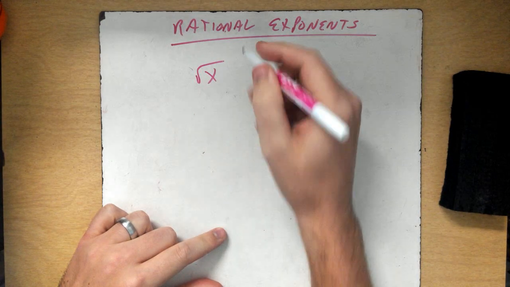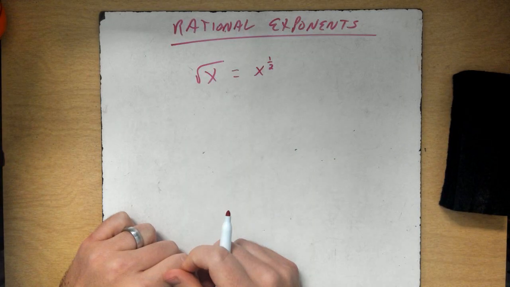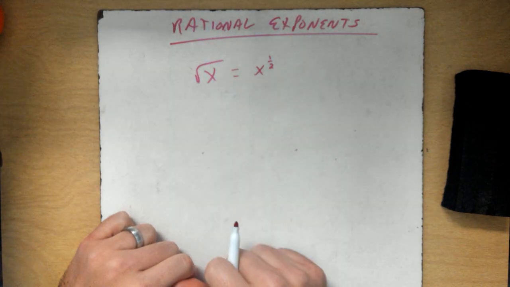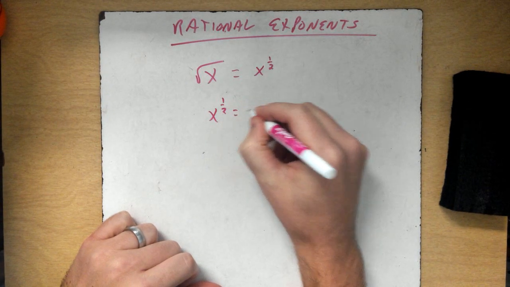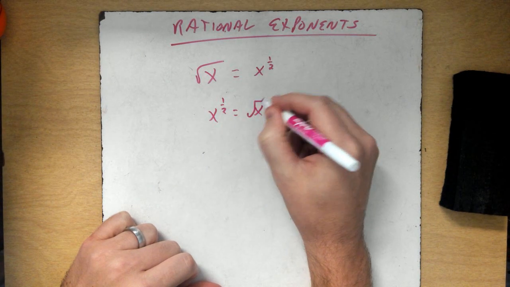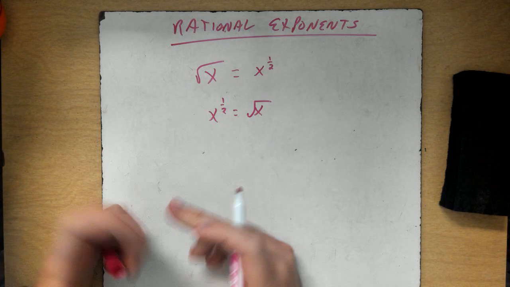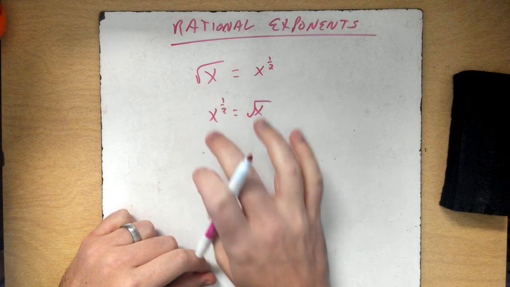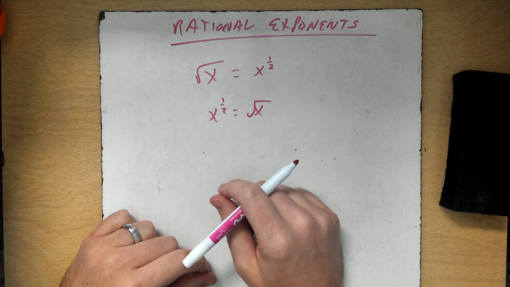The square root of x is the same thing as saying x to the 1/2 power, okay? And conversely, x to the 1/2 power is the same thing as the square root of x. Okay, this is basic stuff. So square root of x, same thing as x to the 1/2 power, and conversely, x to the 1/2 power is the same as the square root of x.